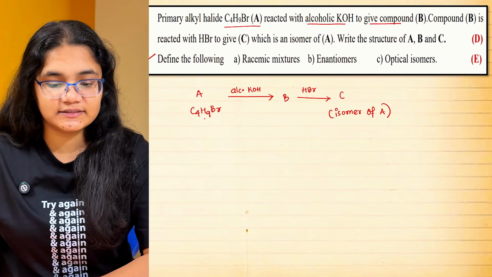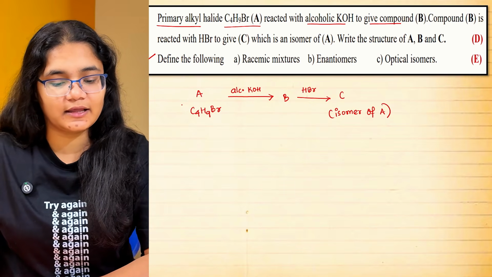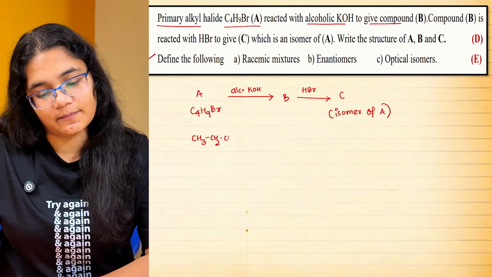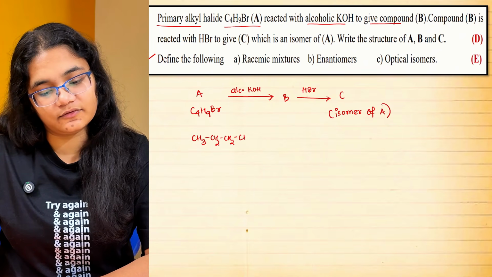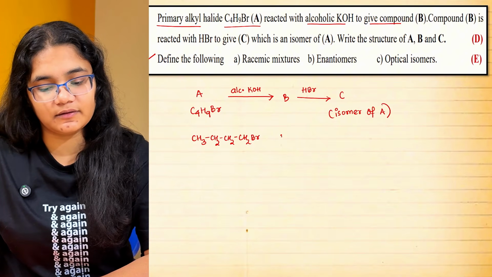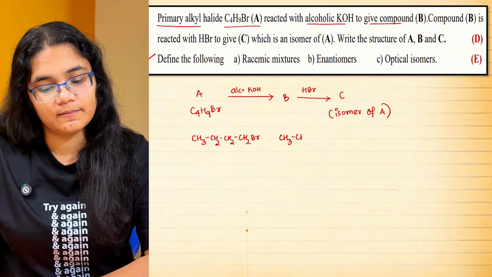Okay, so if you see C4H9Br, it is a primary alkyl halide. So the only structure that is possible is something like this. Okay, now with alcoholic KOH, what will happen? There will be a double bond formed here.